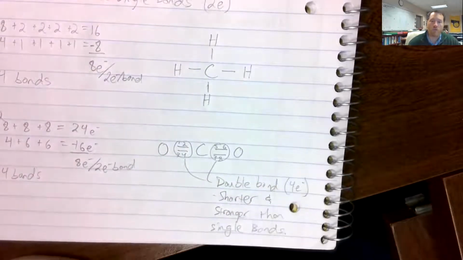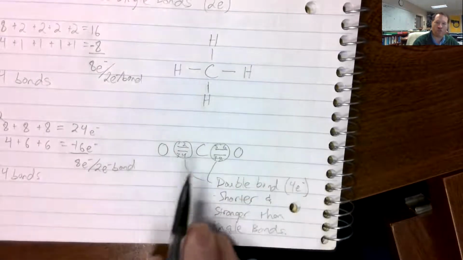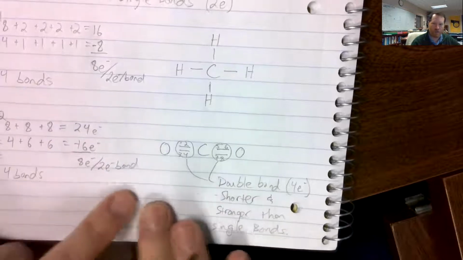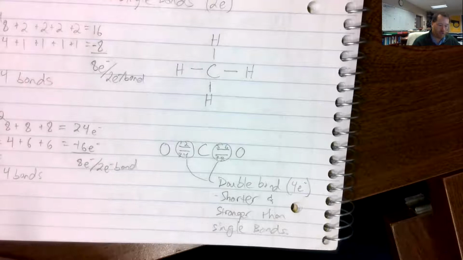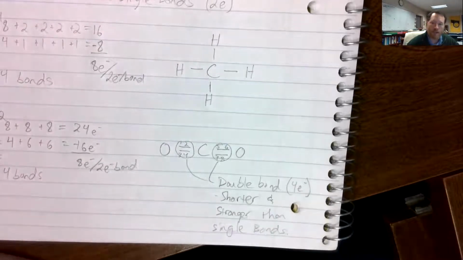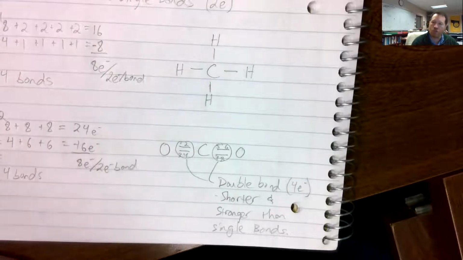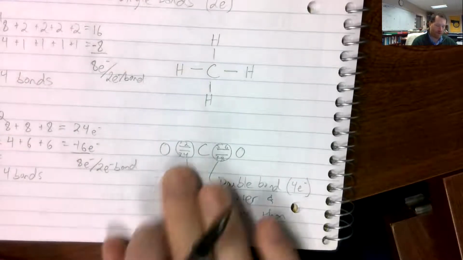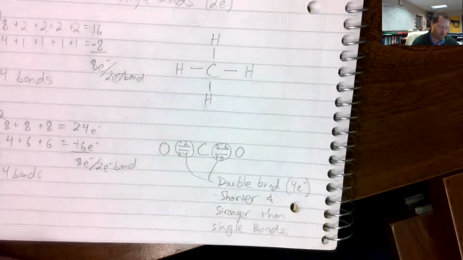Quick note on double bonds here. They are shorter and stronger than single bonds. So if we had a carbon and an oxygen that were single bonded down here, they'd be a little bit further apart and it'd be a much easier bond to break. Usually when we talk about how easy something is to break, that talks about the energy needed to break that bond. A double bond is going to be harder. It's going to take more energy to break that double bond.